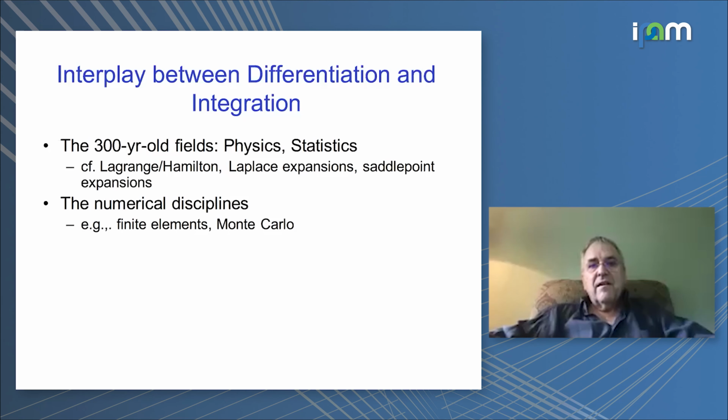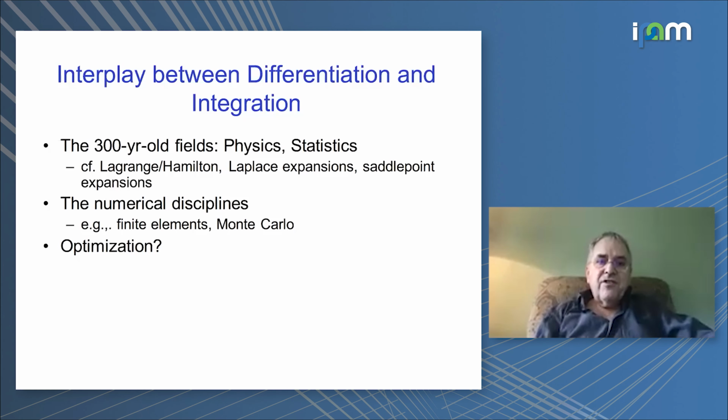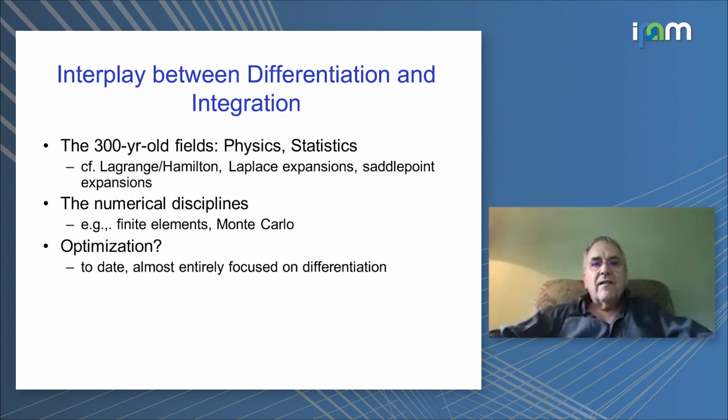Statistics has its relationships, and the numerical disciplines do: finite elements, Monte Carlo. Optimization, really not. It's focused almost entirely on differentiation. You will pick up an optimization paper and see lots of gradients and Hessians and so on and so forth, and rarely will you see an integral. So this line of work brings integrals more fundamentally into the theory of optimization.